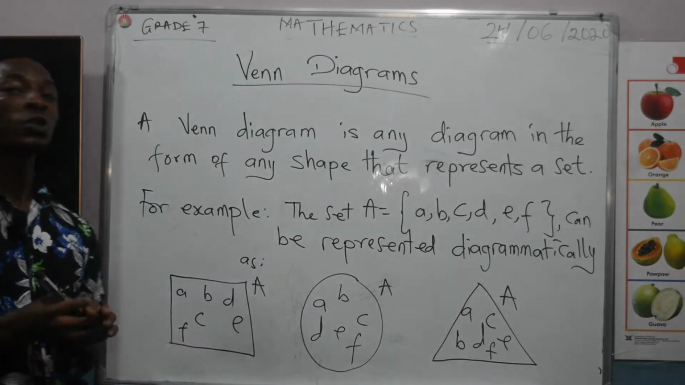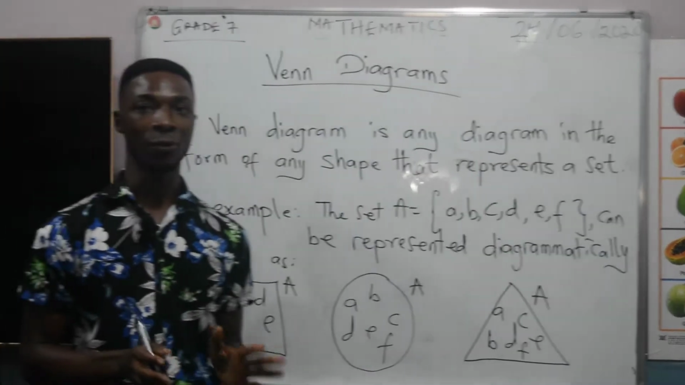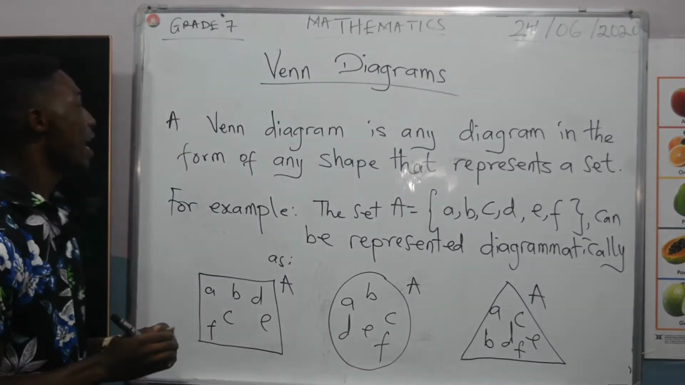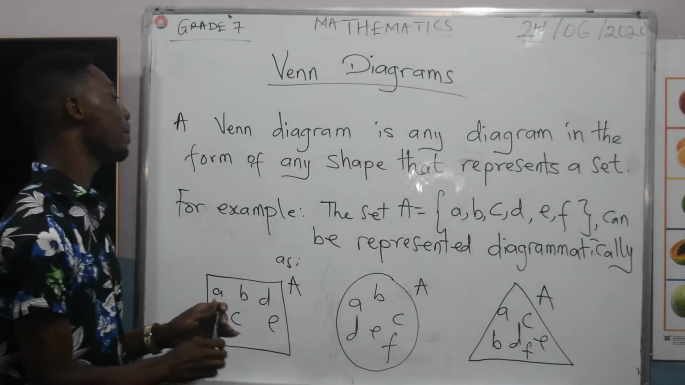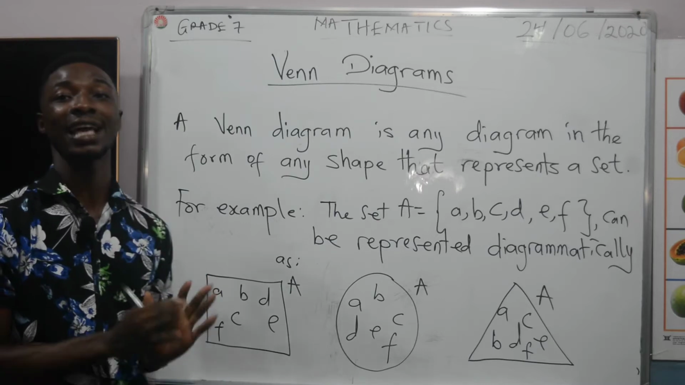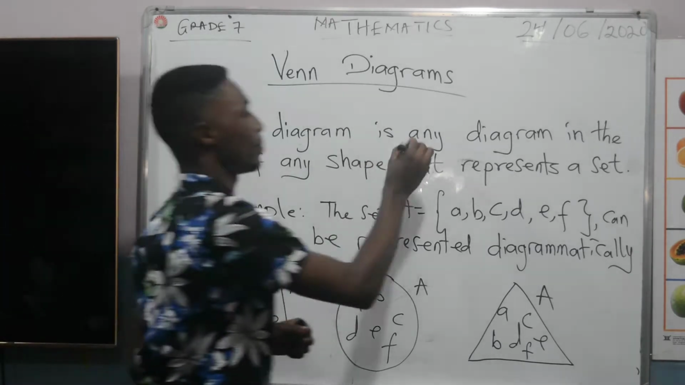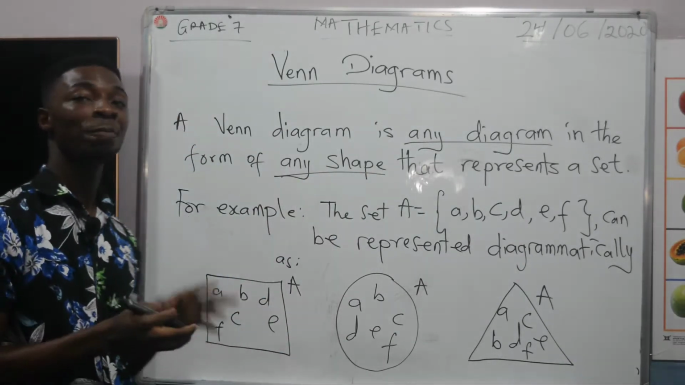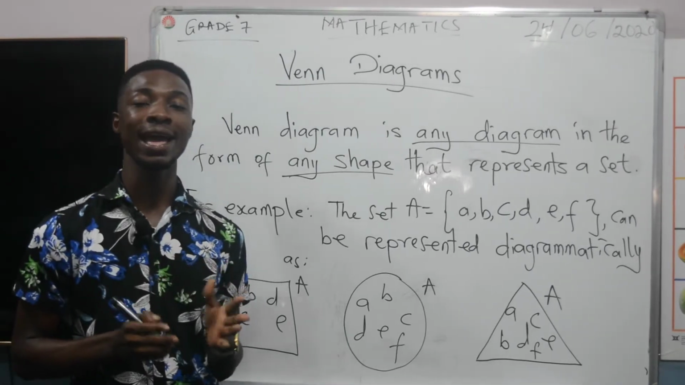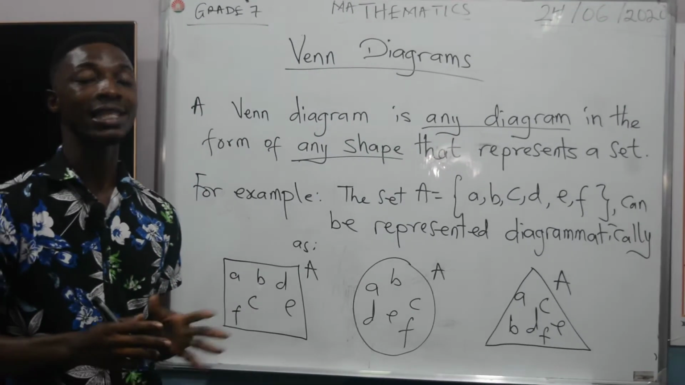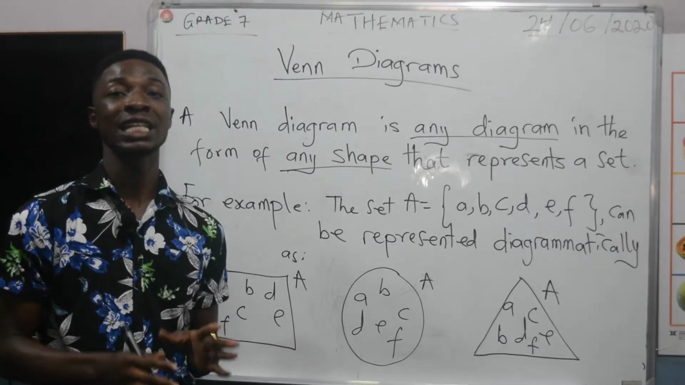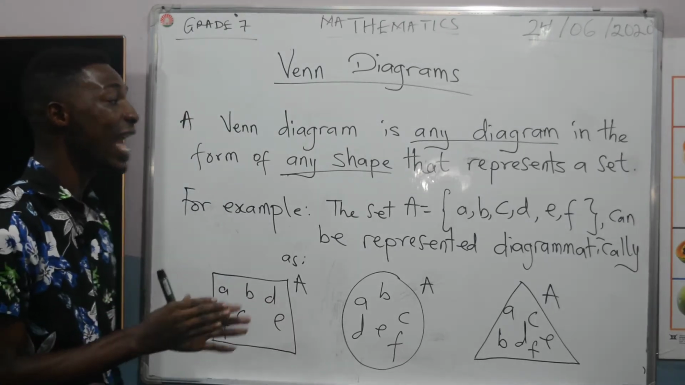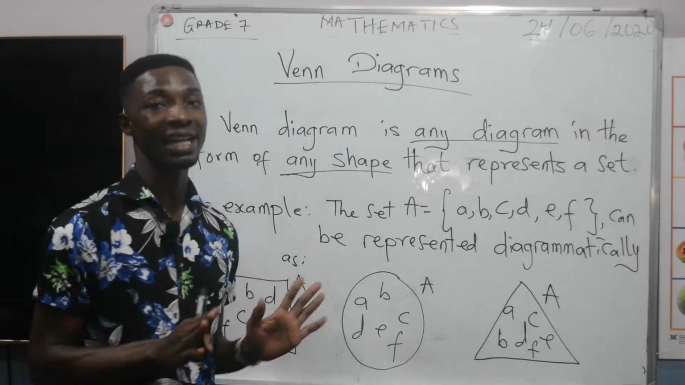So first, we need to know what Venn diagrams are. So what is a Venn diagram? A Venn diagram is any diagram in the form of any shape that represents a set. We have a lot of shapes. We have triangle, rectangle, square, circle, oval, star, a lot of shapes. You can represent your set with any of the shapes that you are interested in. So representing a set with any shape of your choice is called a Venn diagram.